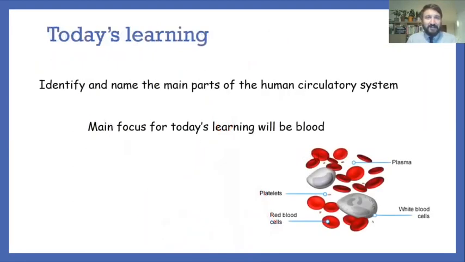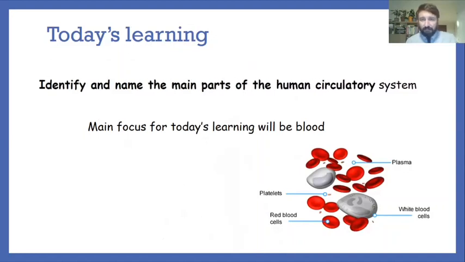Let's have a look at today's learning. We're going to continue with our theme of to identify and name the main parts of the human circulatory system, with the main focus of learning about blood. You can see already we have a little diagram of the blood down here: blood, plasma, white blood cells, red blood cells, and platelets. We're going to be looking at that in more detail as we go on, and hopefully I can show you as well in a little kind of demonstration.